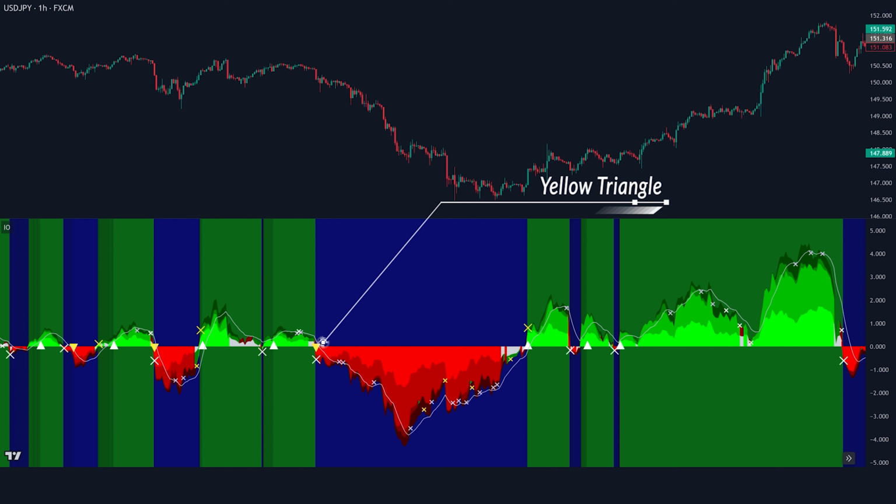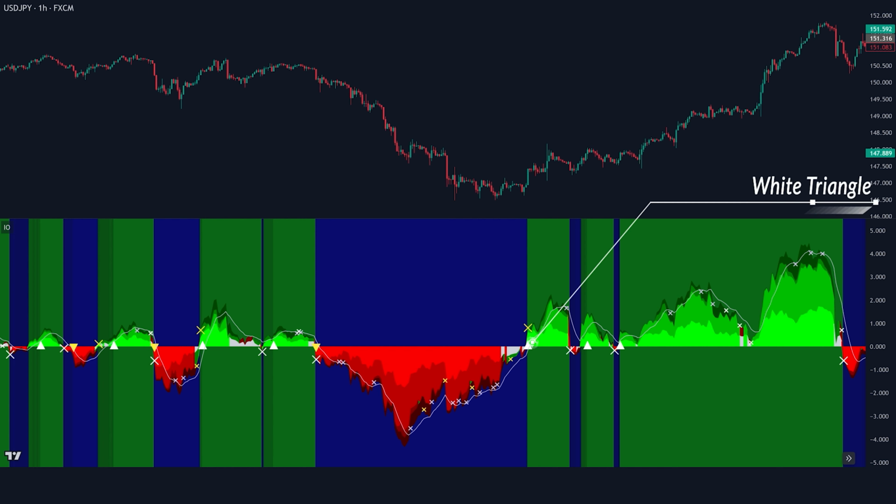Yellow triangle. This symbolizes a potential sell entry signal generated by the Ichimoku Oscillator. Keep in mind that there are additional confirmations to consider before acting on the yellow triangle sell signal. We'll cover these further in the video. White triangle. Conversely, the white triangle represents a potential buy entry signal generated by the Ichimoku Oscillator. Keep in mind that there are additional confirmations to consider before acting on the white triangle buy signal. We'll cover these further in the video.